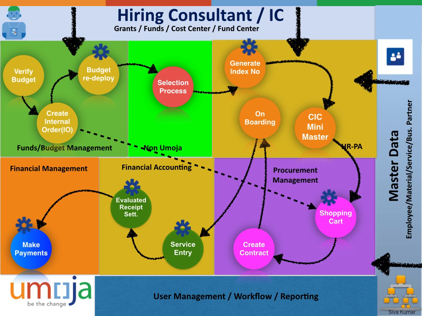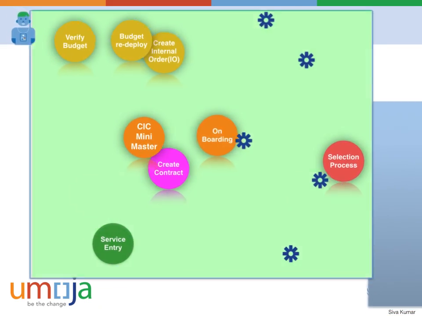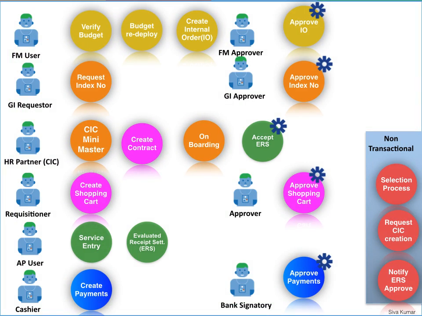Generating an index number has a requester and an approver. And the same with service entry sheet and ERS. In the ERS, the creation of an ERS and the acceptance of an ERS is considered a workflow. And on procurement, you have an approval for shopping carts. Now we saw the process and we saw the workflow. Now we go to the next dimension, how user management is handling the enterprise roles. If you have to map these processes into enterprise roles, you will see something like this.